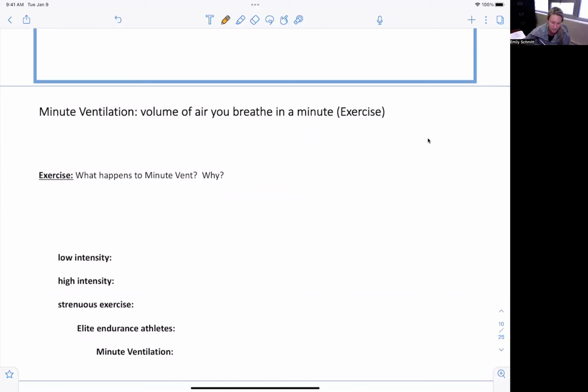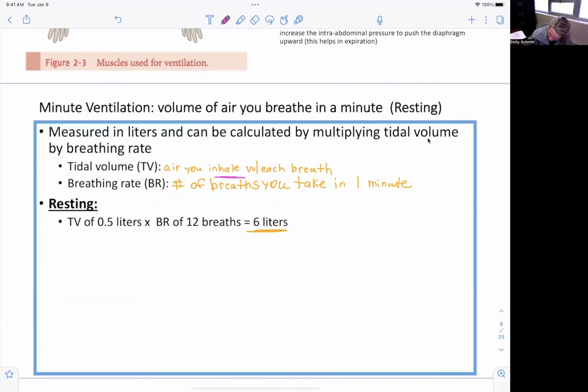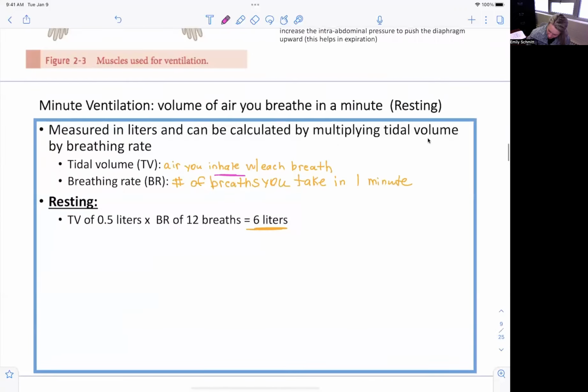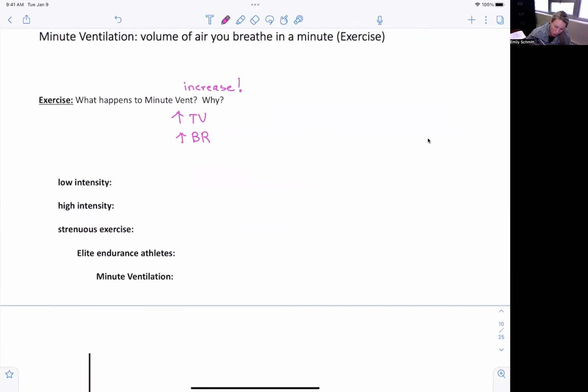So what's going to happen to minute ventilation whenever you exercise? It is going to increase. Why is minute ventilation, this volume of air that you're bringing in and out of your lungs, going to increase? Well, you're going to have an increase in tidal volume, an increase in the air you inhale with each breath, and you're going to have an increase in breathing rate, which will be the number of breaths that you take in a minute. So for low intensity, your tidal volume and your breathing rate will increase proportionately.